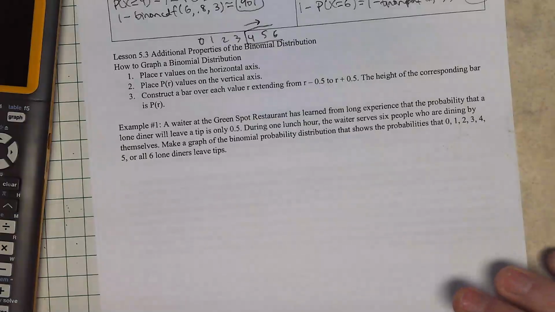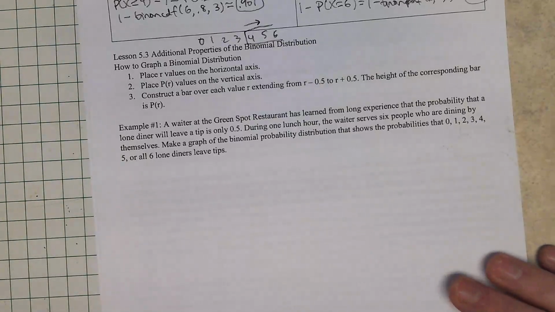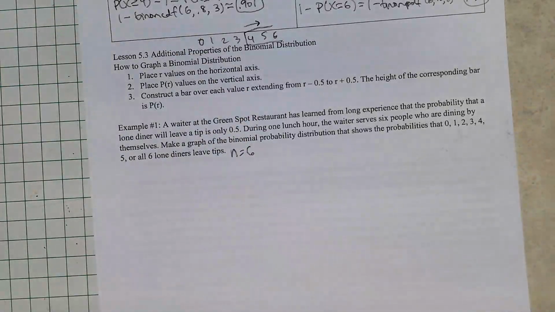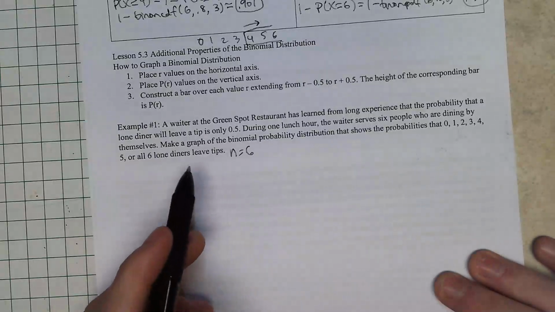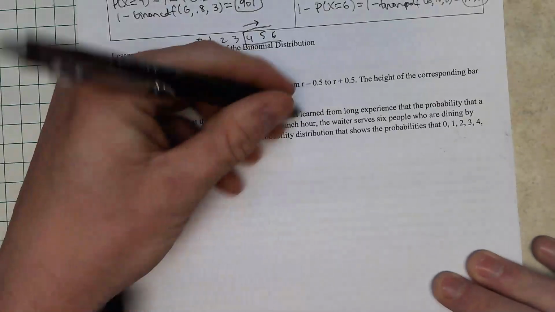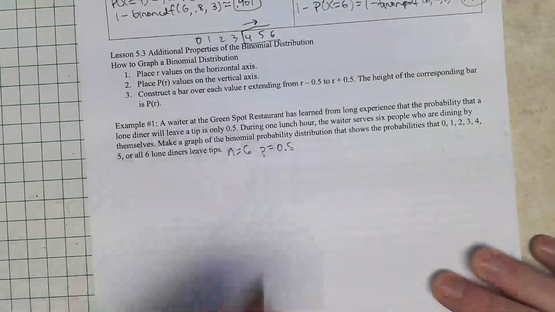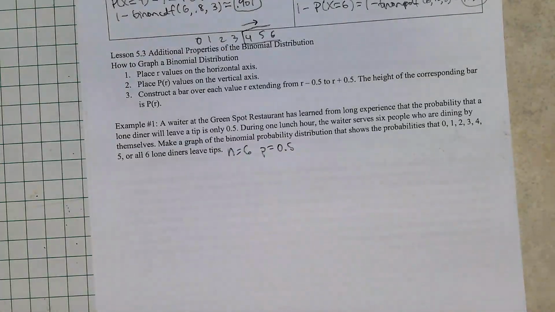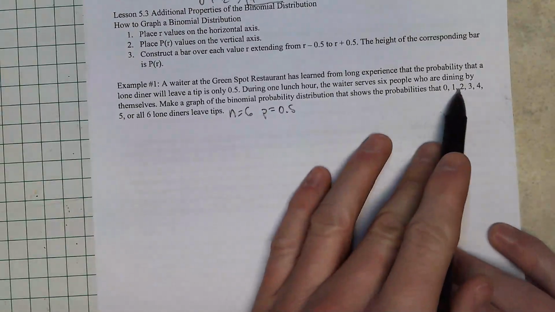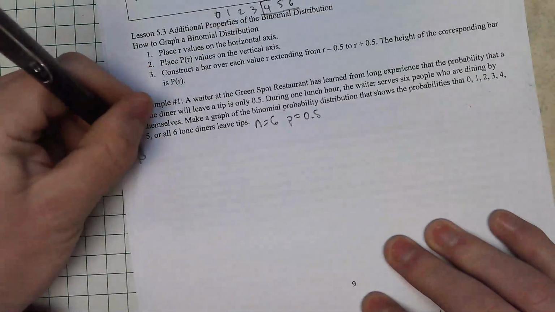Let's talk about the parameters of the binomial distribution. We're going to first establish what my number of trials is. What is my n? My n is the number of people I'm serving. I'm serving 6 people. Next, I need to establish my probability. I'm looking at the probability that they leave a tip, which is 0.5. So I'm going to construct a probability distribution to find the probabilities at these exact points.